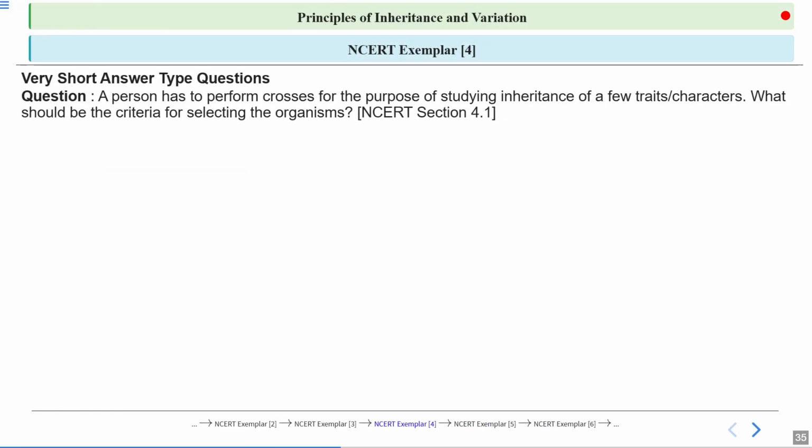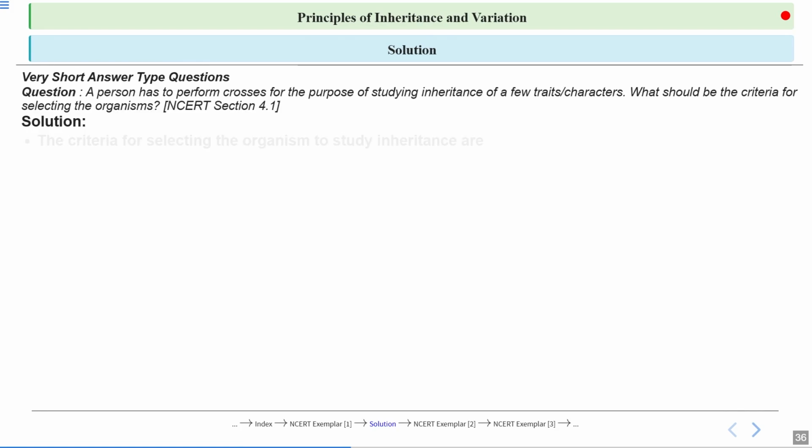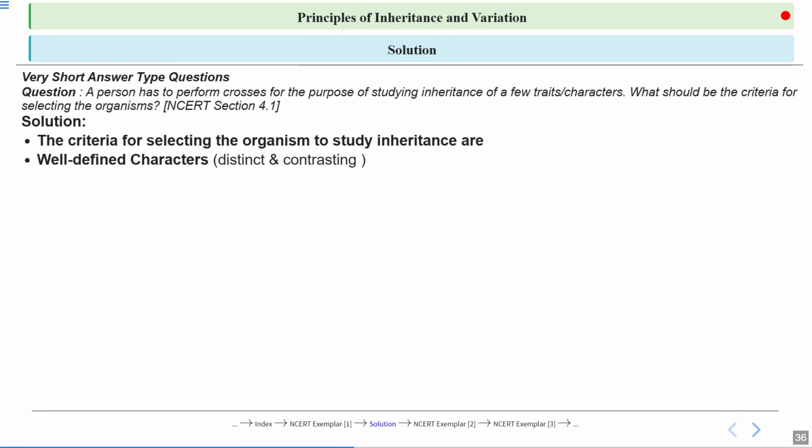The next question, a person has to perform crosses for the purpose of studying inheritance of a few traits or characters. What should be the criteria of selecting the organism? So what will be the answer here? Now, the criteria for selecting organisms for studying inheritance are, first of all, you should have well-defined characters, meaning the characters should be distinct and contrasting characters.